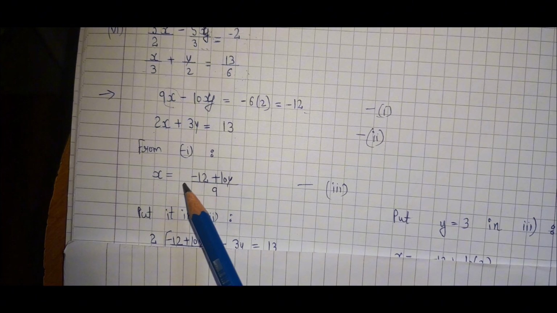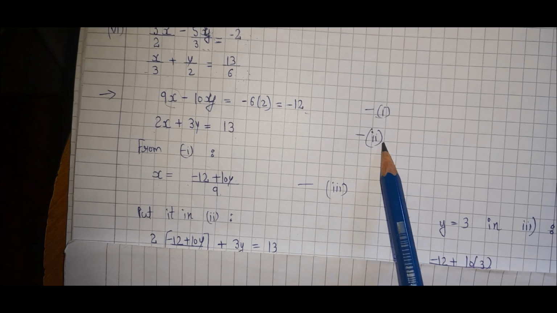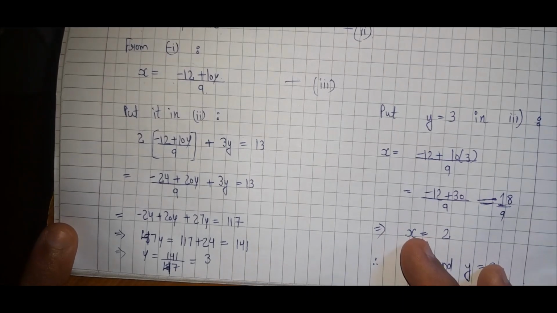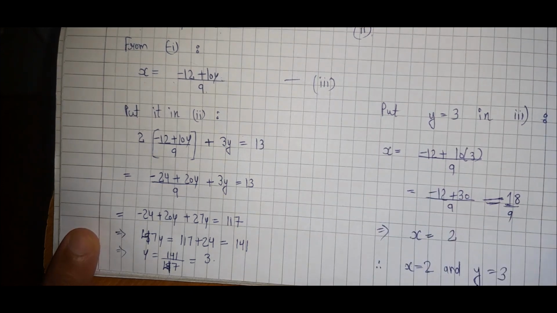So we will have x is equal to (-12 + 10y)/9. Now put this value of x in the second equation. We will get the value of y after solving. y is equal to 3. So put y is equal to 3.